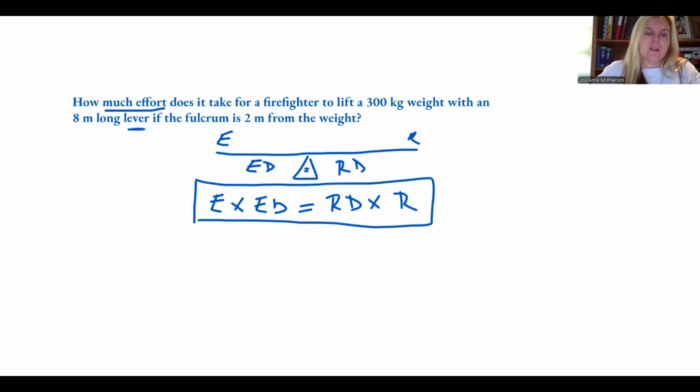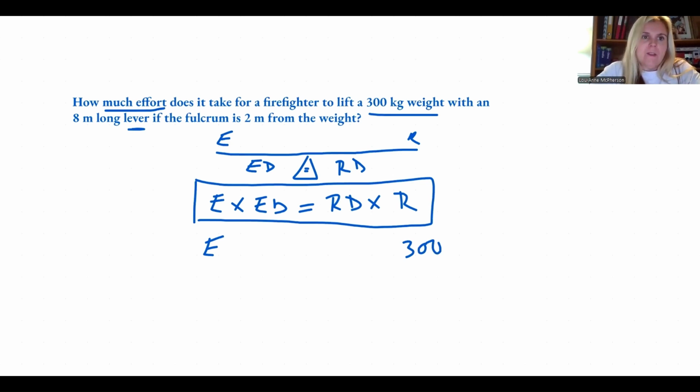In this case, they want us to solve the effort. So now what we have to do is plug in our variables. So we will leave E as it is because that's what we're trying to determine, the value of the E or how much effort is required. And then the question goes on to say, how much effort does it take for a firefighter to lift a 300 kilogram weight? Now, weight, load, and resistance are all interchangeable terms. So that is going to be your resistance, 300 kilograms.